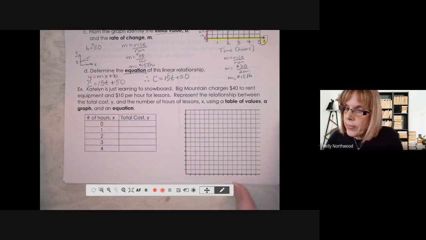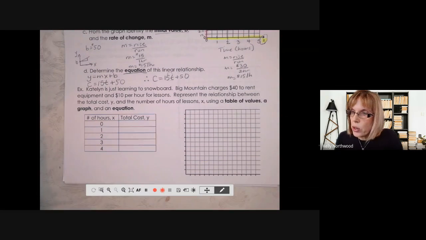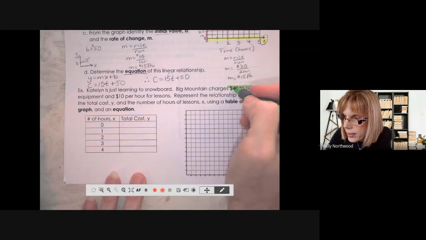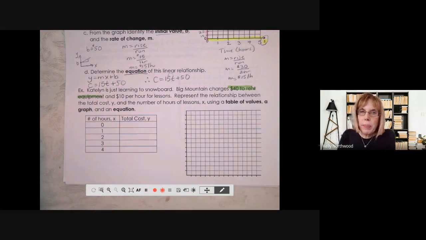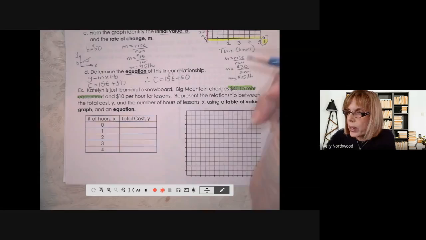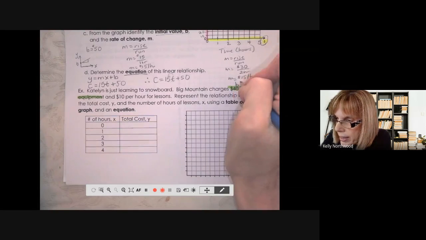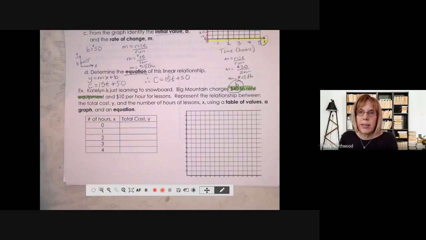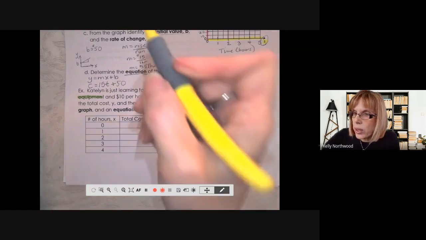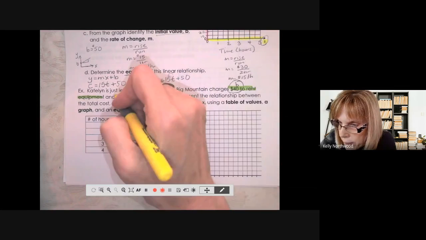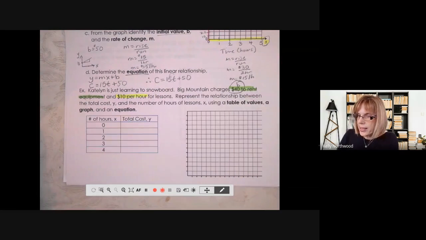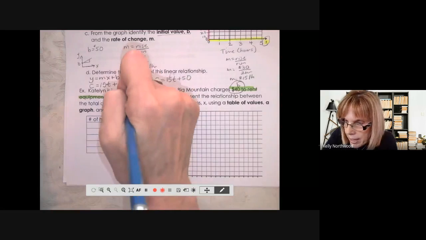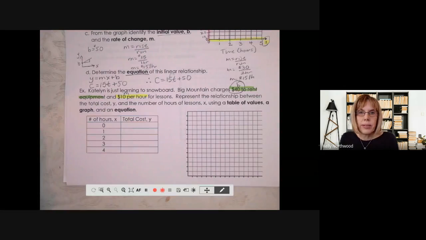So our next question: Caitlin is just learning to snowboard. Big Mountain charges $40 to rent equipment. You only pay to rent equipment once. So if I was reading this question, I'd be like, that's the B. The B is $40. I'd pick it right out of the question. And $10 per hour. So when I see per, I think M. $10 per hour for lessons. So I'm thinking this must be the M, the rate of change.